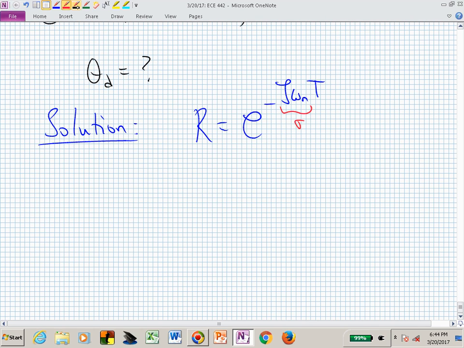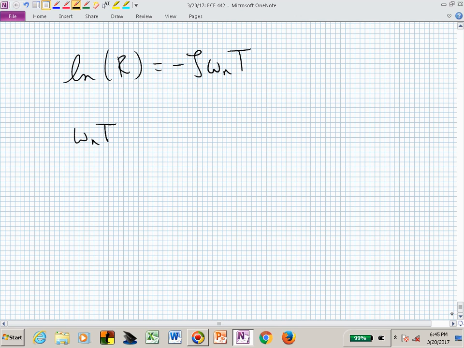Now, let's go ahead and take the natural log of both sides, since e is sitting in our equation, and we now have the natural log of r is minus zeta omega sub n T. Omega sub n T is floating around in a lot of different places in these formulas. Let's now solve for that. And that gives us now minus natural log of r over zeta.